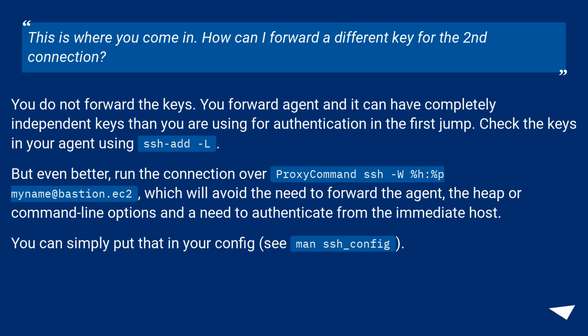But even better, run the connection over ProxyCommand ssh -W %h:%p myname at bastion.ec2, which will avoid the need to forward the agent, the -A command line option, and a need to authenticate from the intermediate host. You can simply put that in your config, see man ssh_config.